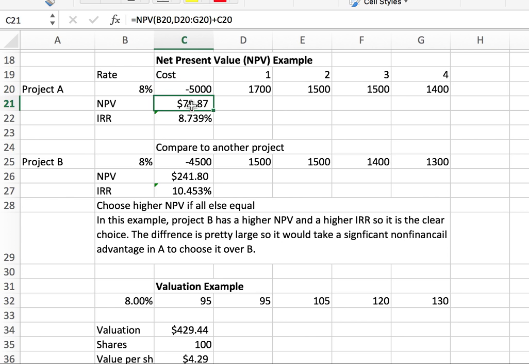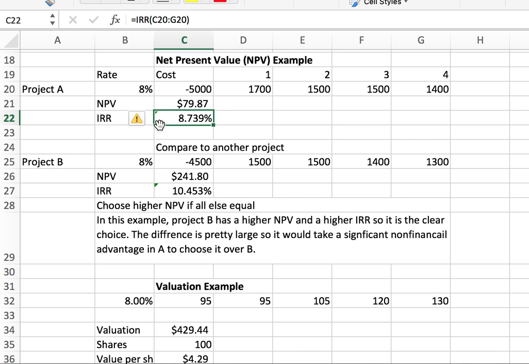So if you end up with a net present value of 79.87, which is a positive number, so this project would be a positive project and make us money. We would be making money. If we deposited $5,000 and we wanted our 8% return, we would beat that 8% return by $79.87.